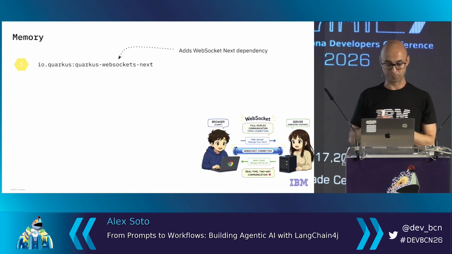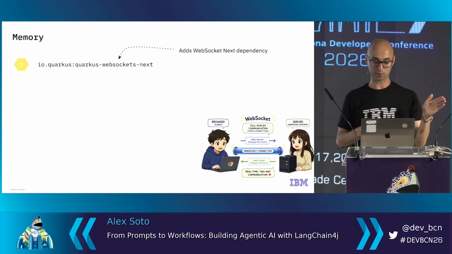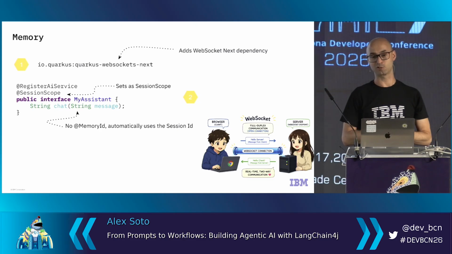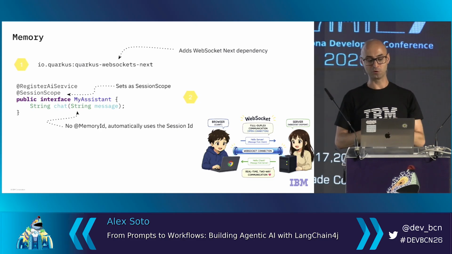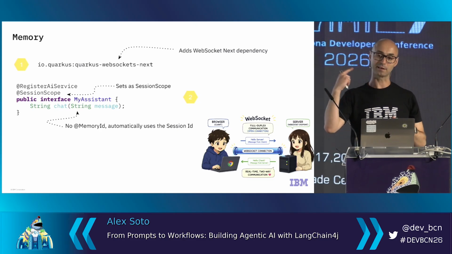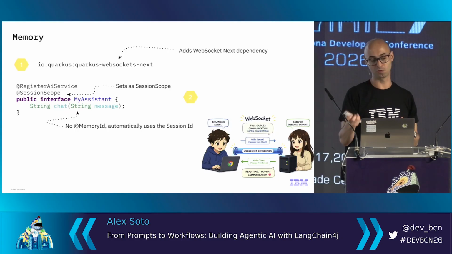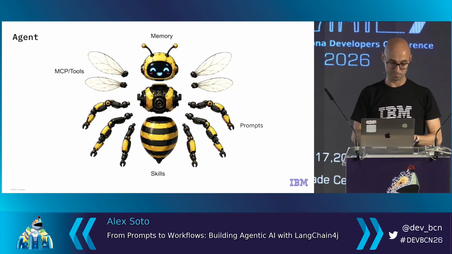Then, one of the great things is that if you're using Quarkus WebSocket Next, you only need to set this as session scope. And you do not need to set a memory ID, because Quarkus automatically uses the WebSocket session ID as the memory ID. So you do not need to do anything at all. So we are great, right?